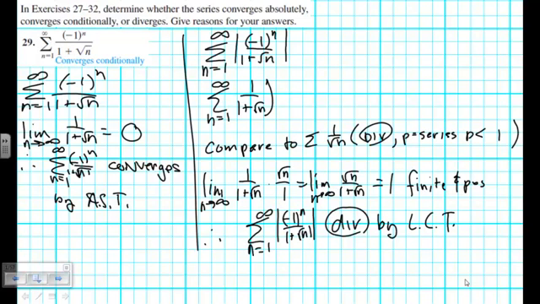So what do we call a series that converges but not absolutely? Conditionally convergent. Is that good? Yep. Are we getting this, Eric?